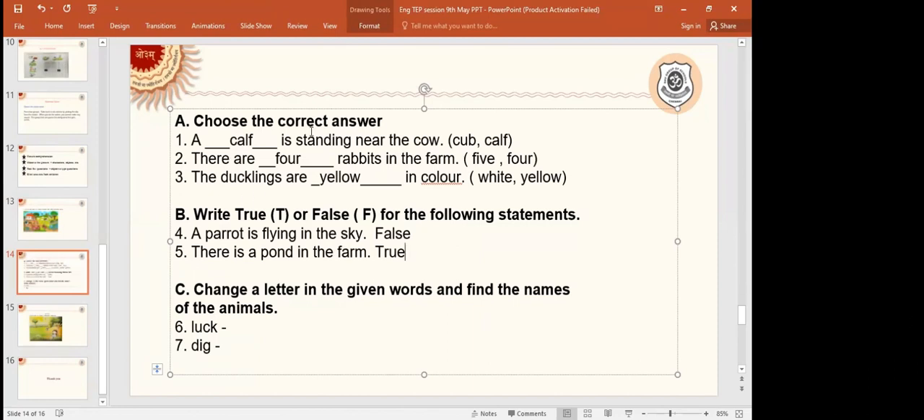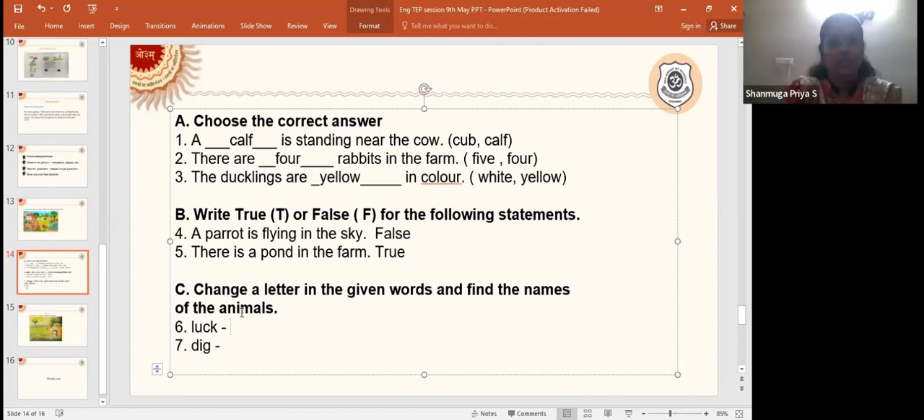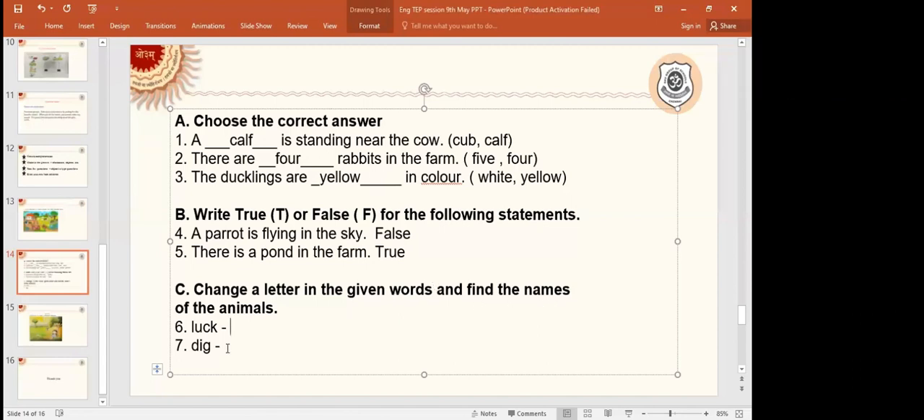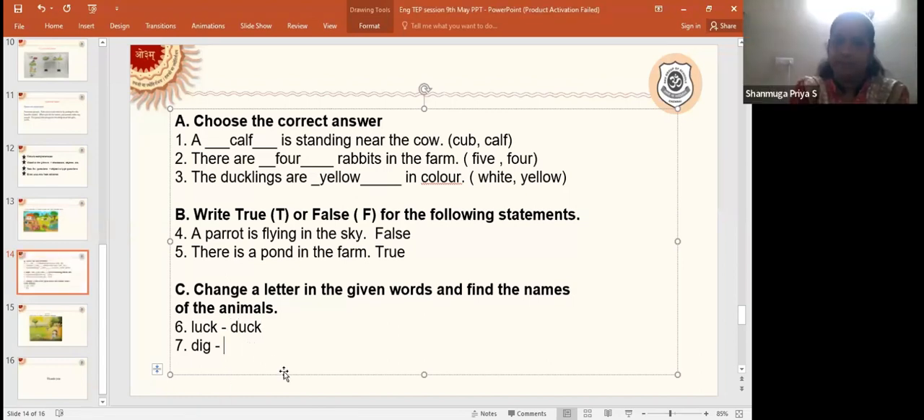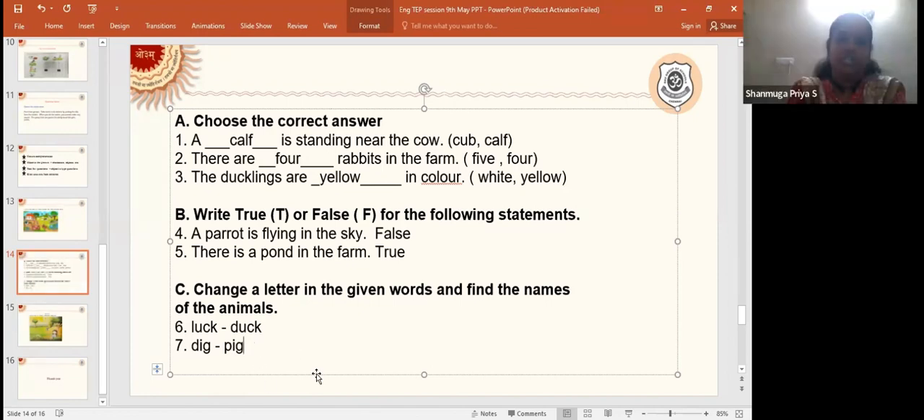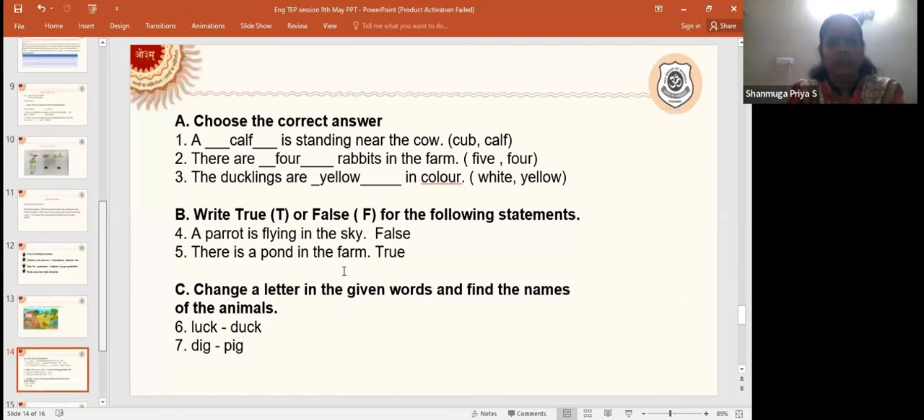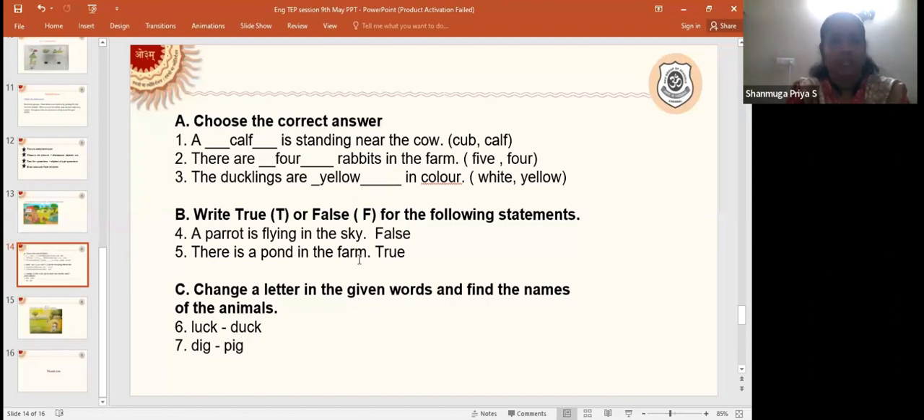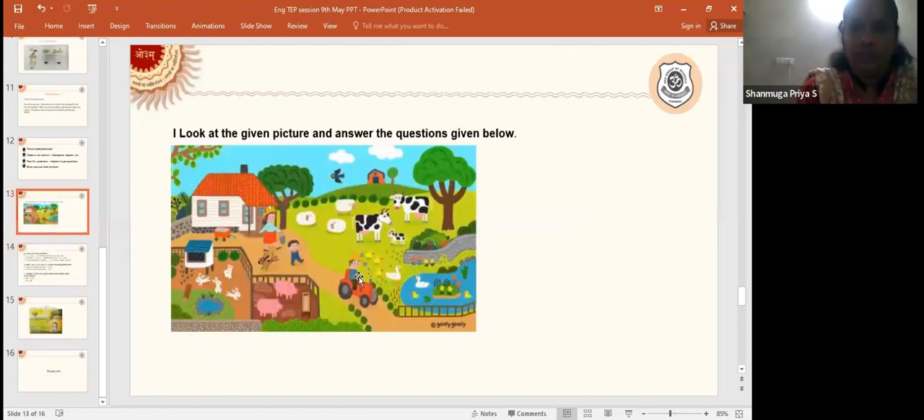There are many types of questions you can frame, even fill in the blanks. I have given a word, luck, L-U-C-K. You have to change a letter in the given word and find the names of the animals. Yes, duck. Then the second one, pig. Very good. So change the letter and find the names of the animals. This would be a little interesting for the children to do. So you can do these kinds of exercises. You can create questions related to the picture and ask the children and make them do it.